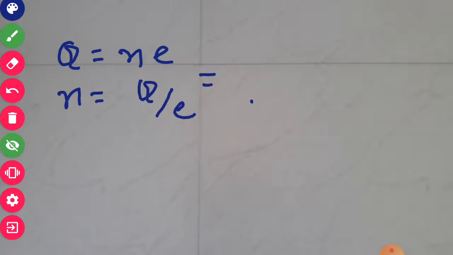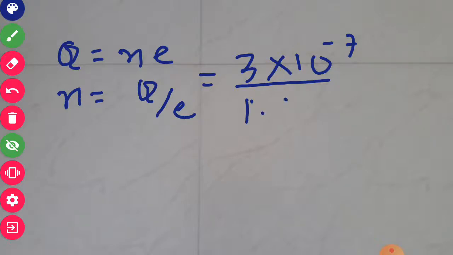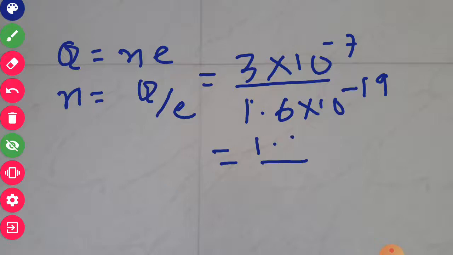The charge which is transferred is given, it is 3 into 10 raised to minus 7, divided by the charge of an electron, which is 1.6 into 10 raised to minus 19. If you simplify, you will get the answer. It is 1.875 into 10 to the power positive 12. So 1.875 into 10 to the power 12 electrons will be transferred.